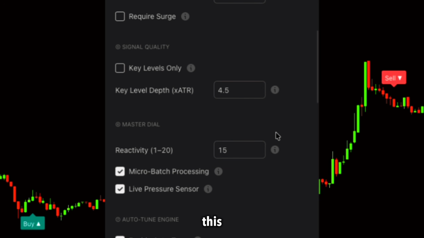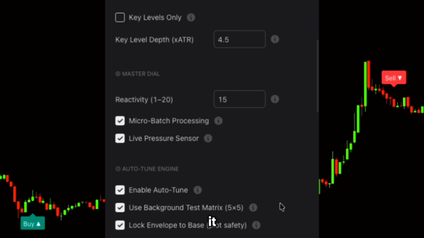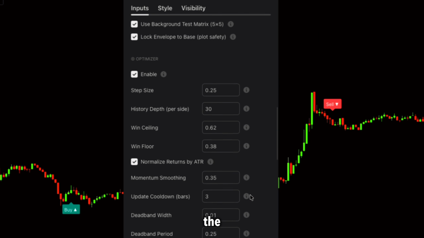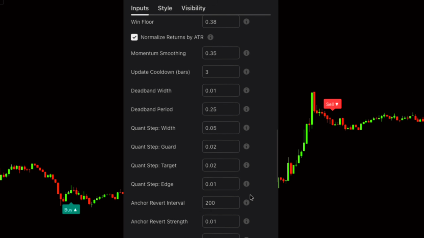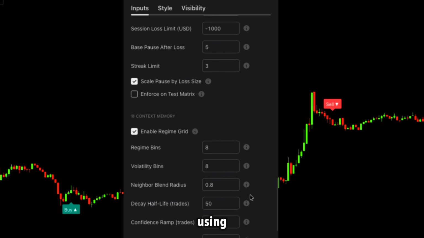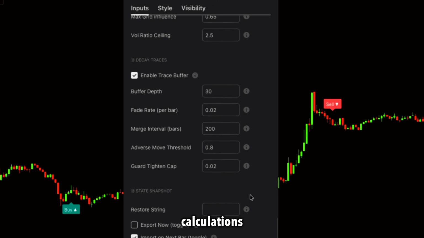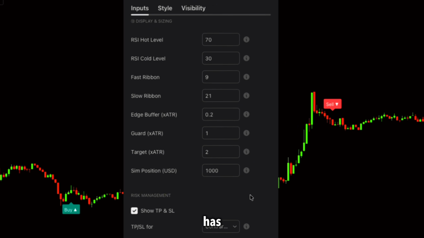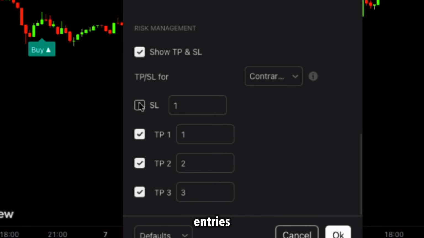Here is what separates this from basic indicators. It includes automatic trade management. When a reversal signal fires, the indicator plots your entry price, stop loss, and take profit levels directly on the chart using ATR-based calculations. The levels adapt to current volatility automatically. It also has risk guards: maximum entries per session, loss limits, pause mechanisms after losing trades, and consecutive loss streak limits.